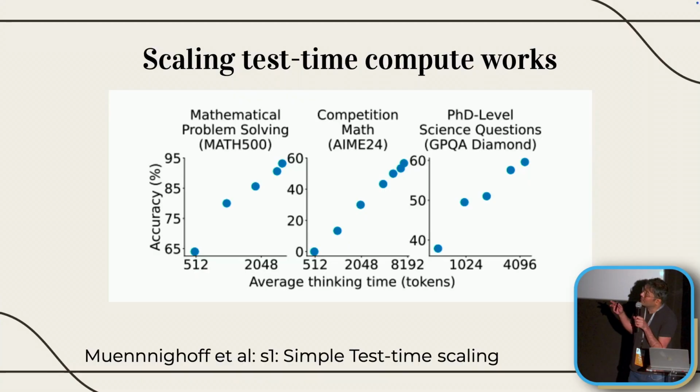This was from the S1 paper. As you can see, as the average thinking time, the number of tokens that the model takes to come up with the answer, increases, the performance on many of these benchmarks increases. Even if you use a model like OpenAI's O3 or R1, you can also vibe check and see that there is definitely a big lift that you get by thinking more.